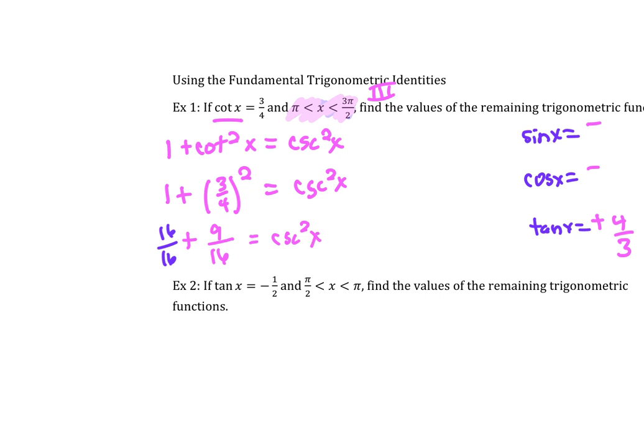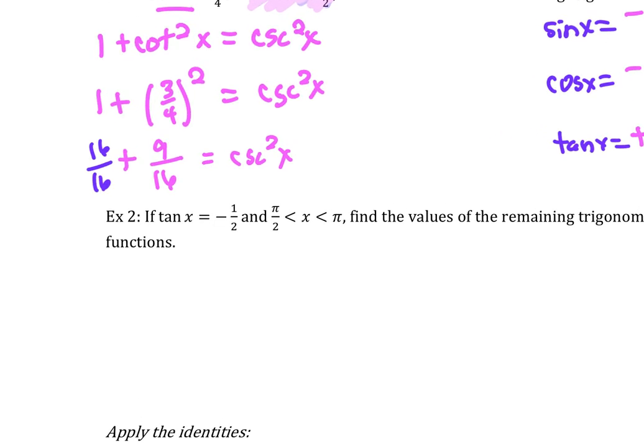So 16 plus 9, I'm running out of room. I wrote too big. So we get 25/16 is equal to cosecant squared x. So if that's what cosecant squared x is equal to, then if we take the square root of both sides, then we just get square root of 25 is 5, square root of 16 is 4.